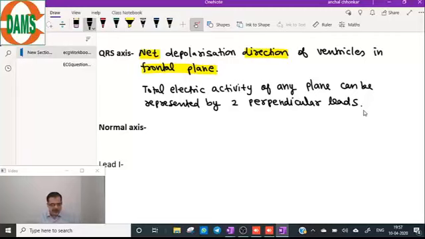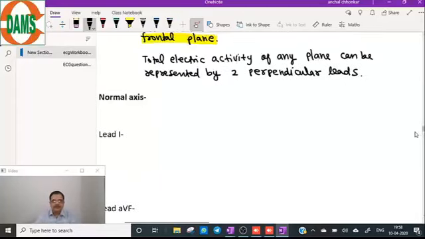What does the plane mean? Plane means a frontal plane or a horizontal plane. Frontal plane is where electrical activity goes from superior to inferior direction. Horizontal plane is from the endocardium to the epicardium. So now, the two perpendicular leads: we will take lead 1 and AVF, and in both the leads we will see the QRS amplitude, QRS strength, and we will draw that QRS strength in the particular leads, lead 1 and AVF.